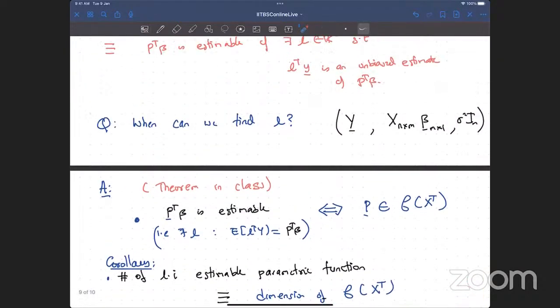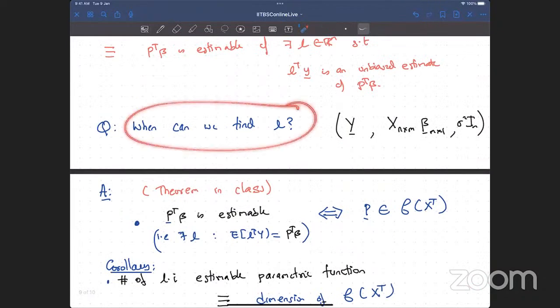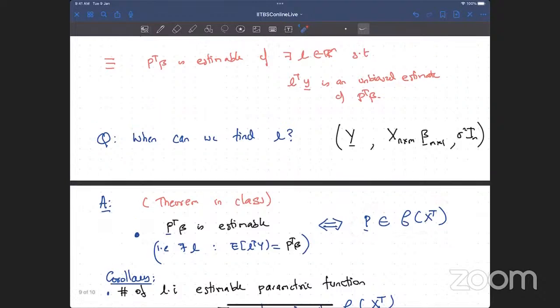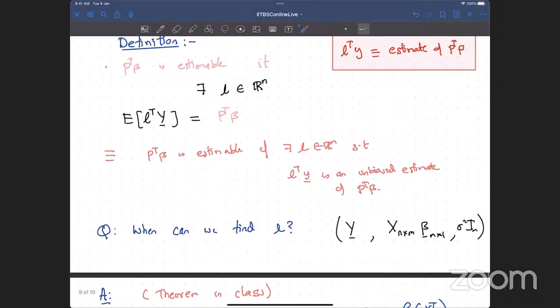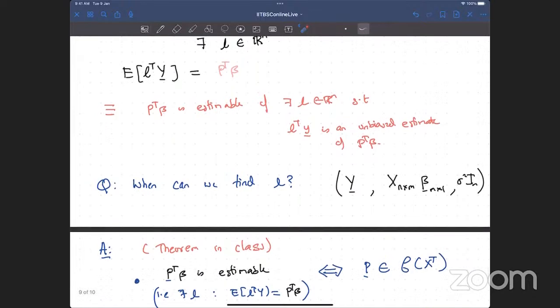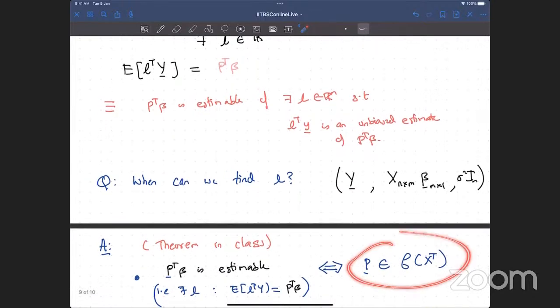That's exactly the question. I asked you the question: when can we find an L? We can find an L only when P is in the column space. Absolutely. Of course, the way to phrase the question is reversed. Someone comes and tells you, I want to find this. Then you go to them, oh, can I find an L? Not the reverse way. But to check how to find an L, you check if P is in the column space of X transpose.